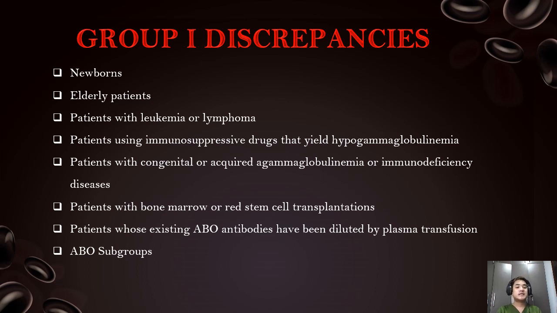So lastly, is the presence of ABO subgroups that has been discussed previously. Since they were characterized as subgroups, it only denotes that they would likely or predictively result to a weak or missing ABO antibodies in the serum typing.